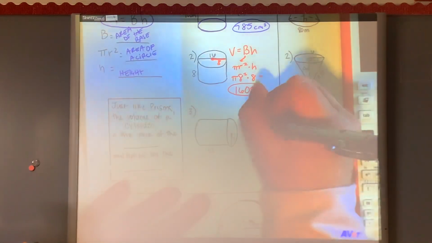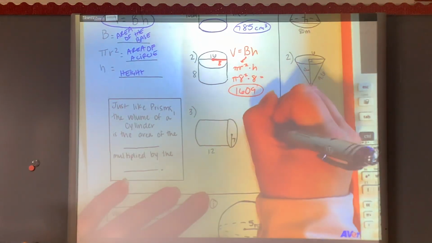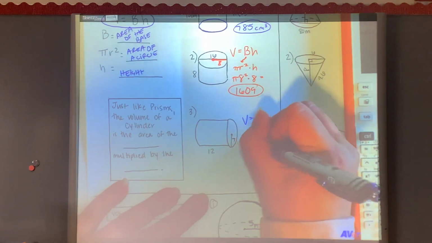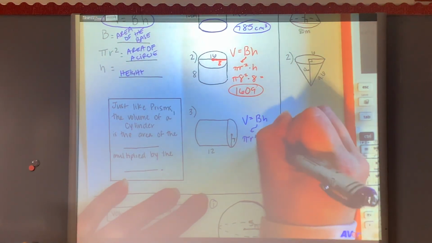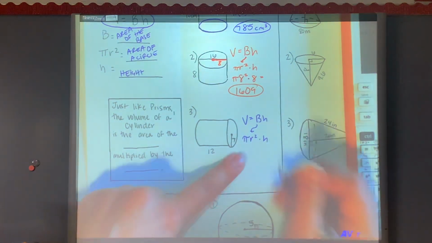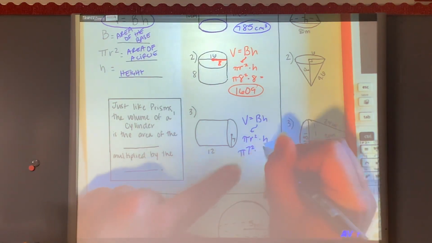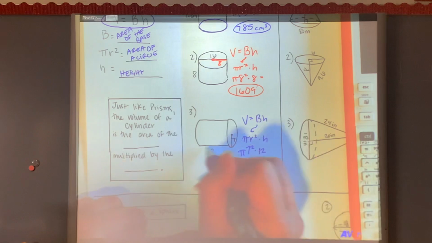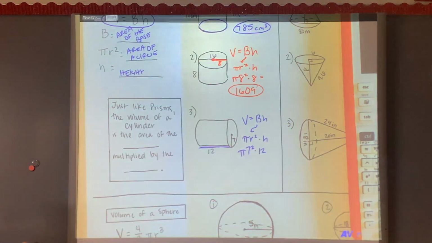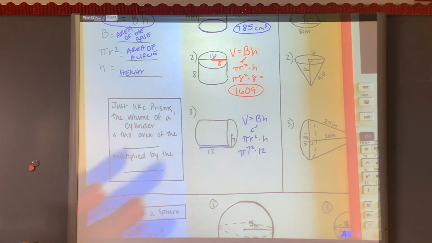All right, this cylinder is tipped over on its side. It doesn't really matter too much. The B stands for area of the base, which we know we have to use pi r squared, and then multiply times the height. We got pi times 7 squared times the height, which is 12. Even though this is laying on its side, it still is the height, because once you stand up the cylinder upright, 12 will be the height.